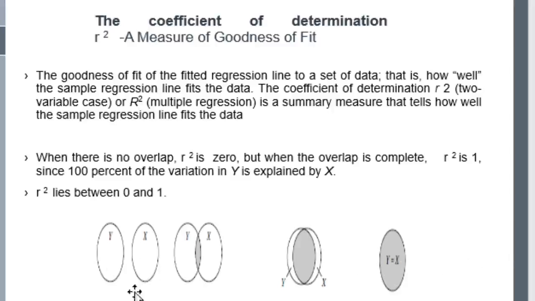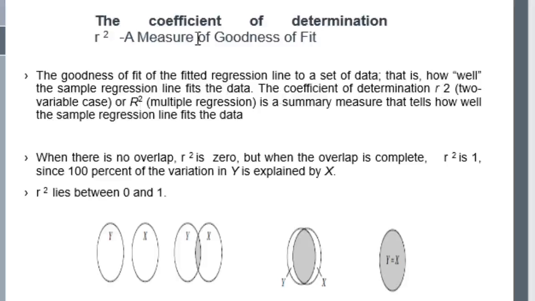If y and x are independent, r square equals 0. Then r square increases as the dependency increases. If y is completely explained by x, then r square equals 1. That is, it ranges between 0 and 1. This is the first point. Another point to remember: in the case of a two variable model, it is denoted as small r square, and in the multiple regression model, it is denoted as capital R square.